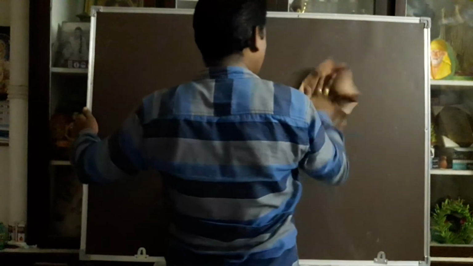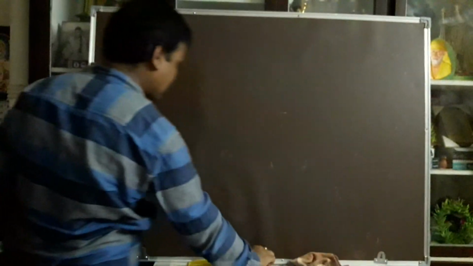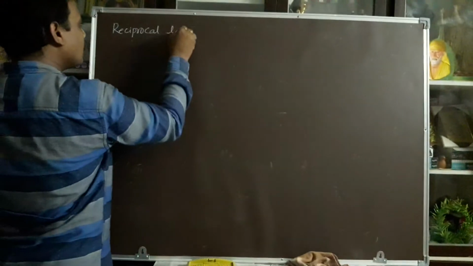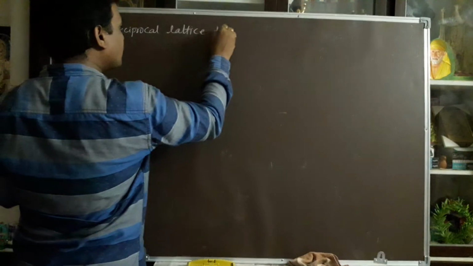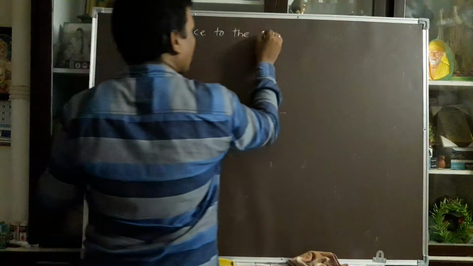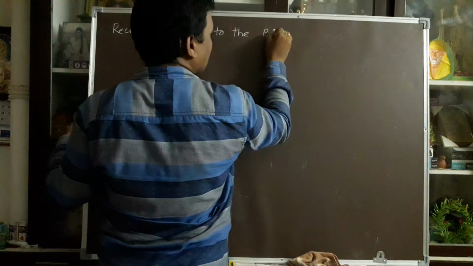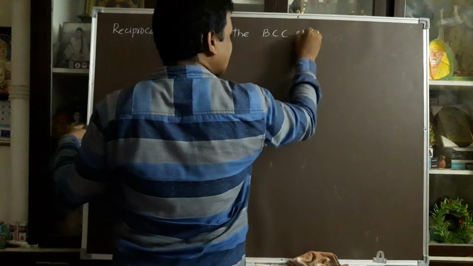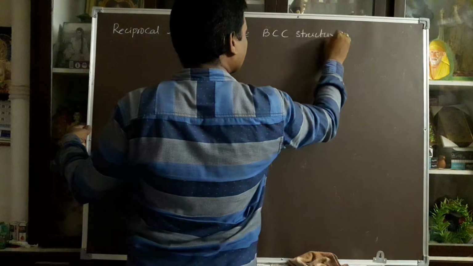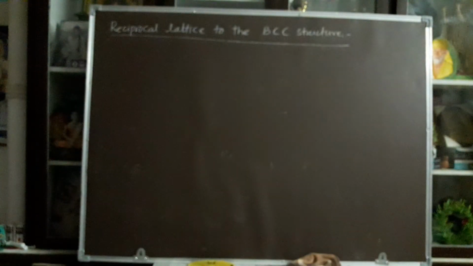In a similar fashion, we go to the next structure calculation of reciprocal lattice. What structure are we taking next? The reciprocal lattice to the body centered cubic structure.